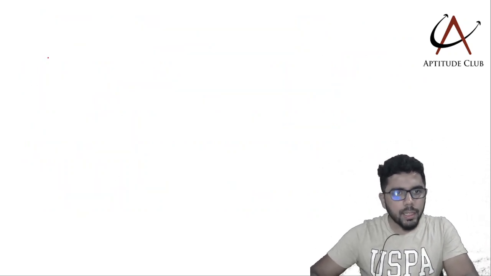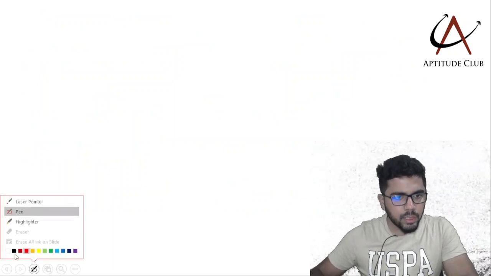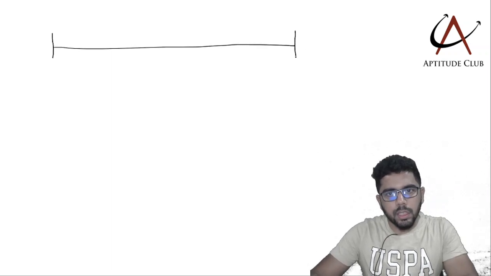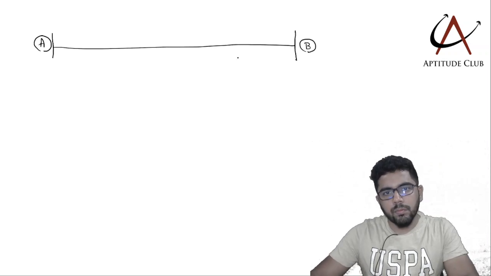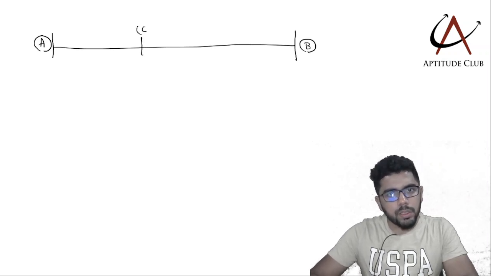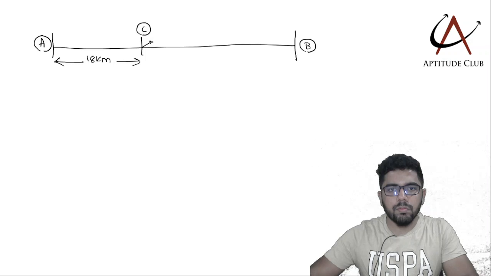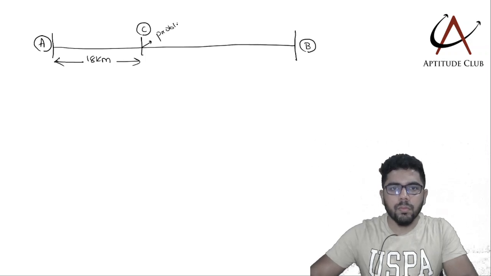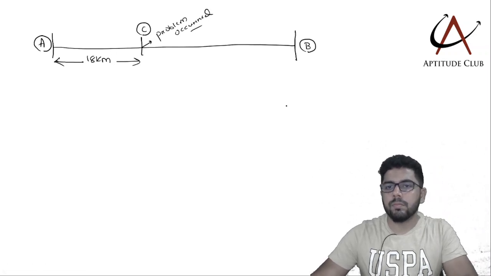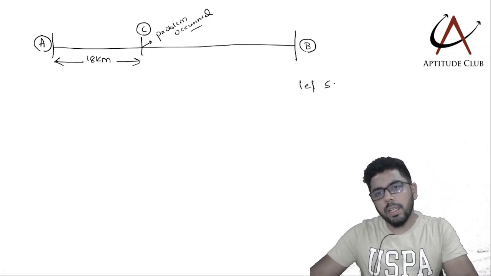So two types of scenarios have been given. If we put it in a diagram, let us say this is my distance AB. The car is traveling from point A and the destination is point B. And the car developed the problem at point C, which is 18 kilometers from A. This is given. Problem occurred. I'll assume a few things. Let S be the normal speed of the car.